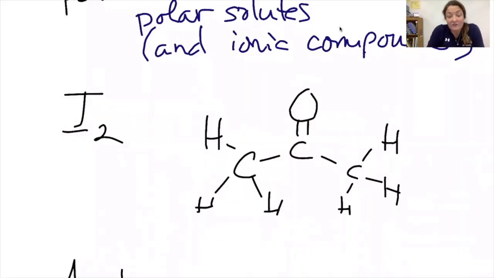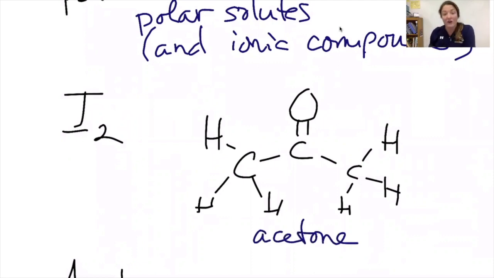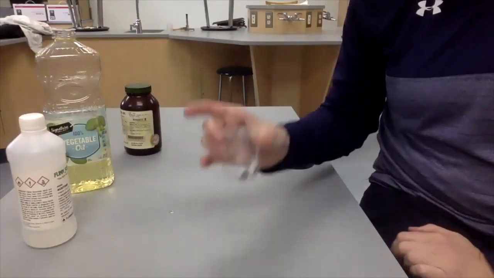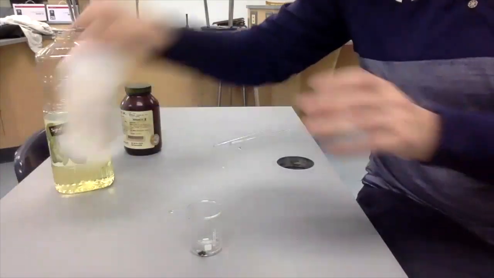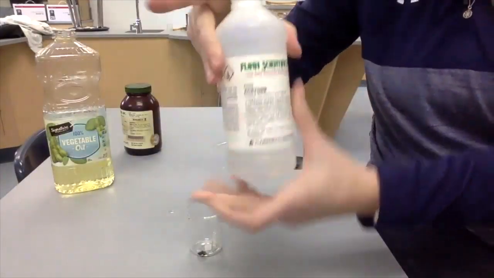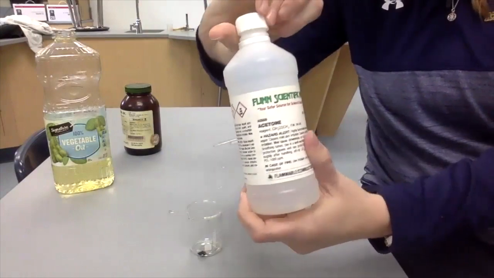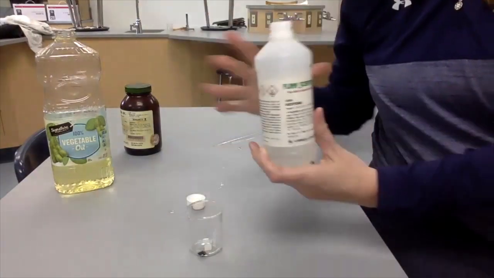Now I want you to take a look at what happens when I dissolve I2, or iodine, in acetone. You've likely heard of acetone before. Let's take a look. I'm going to take the leftover iodine crystals that were in the water, and I'm going to add acetone to it. Perhaps you know of acetone as nail polish remover.